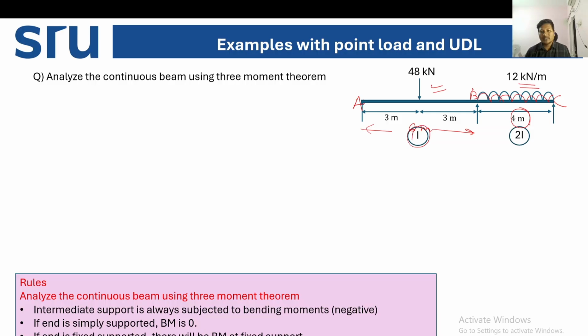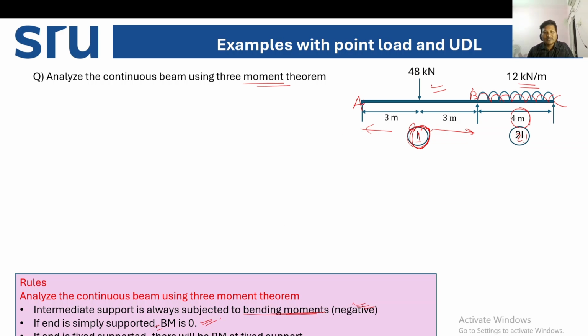The moment of inertia is I for span AB, and 2I is given for span BC. So we have to analyze this continuous beam using three moment theory. Before entering into the formula, let's see the rules while analyzing a continuous beam using three moment theory. First, the intermediate support is always subjected to a negative bending moment. If the end support is simply supported, then the bending moment at the end support is zero.